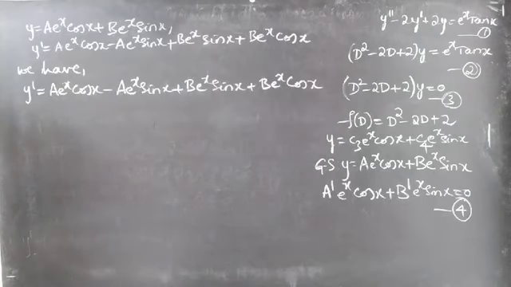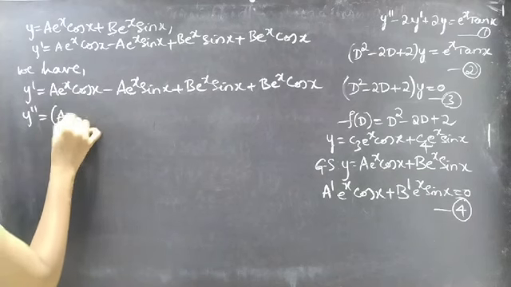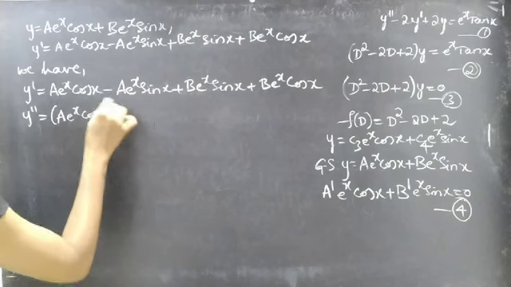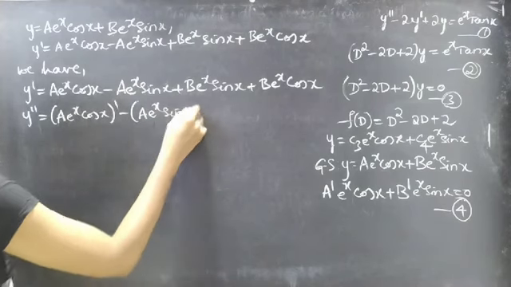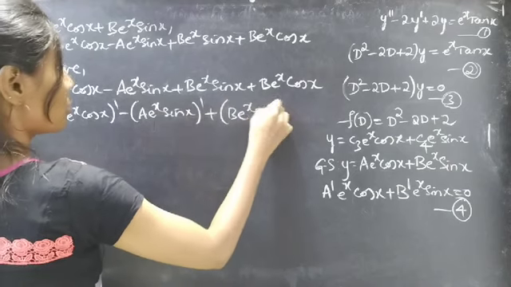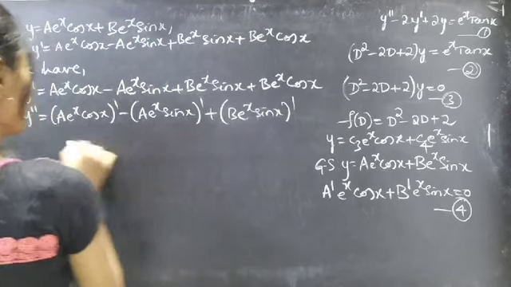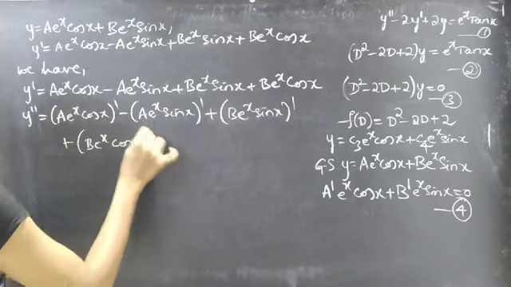We have y dash. Let's now find y double dash. y double dash equals (a e^x cos x)' minus (a e^x sin x)' plus (b e^x sin x)' plus (b e^x cos x)'.